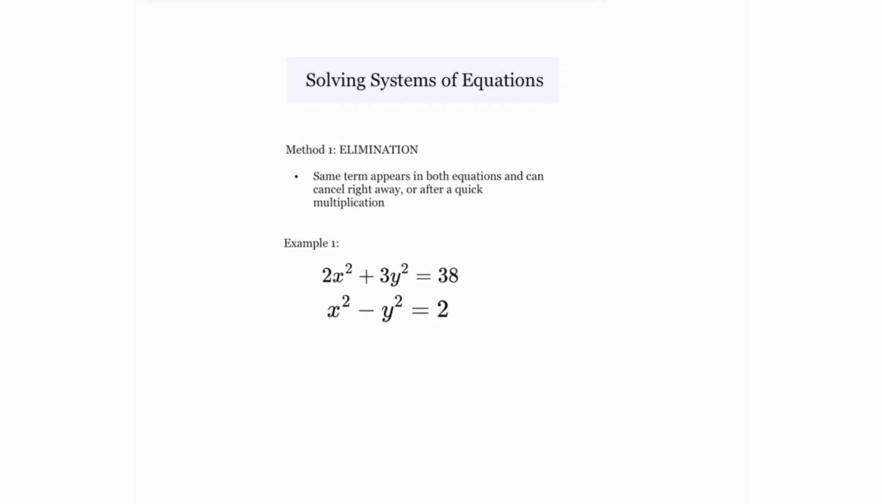Today we're going to cover how to solve systems of equations. The first method I'm going to show you is the elimination method. We use this when the same term appears in both equations and can cancel right away or after a quick multiplication. So let's look at this example.